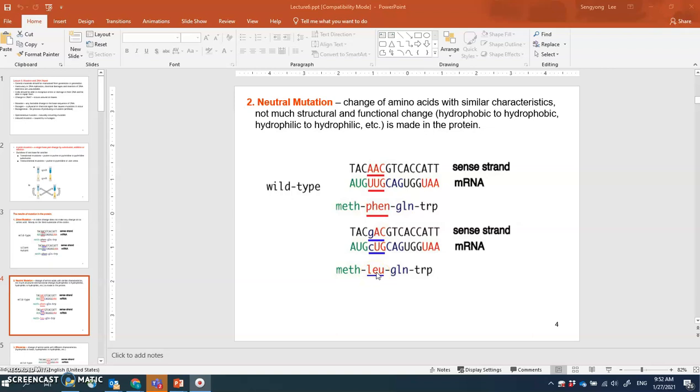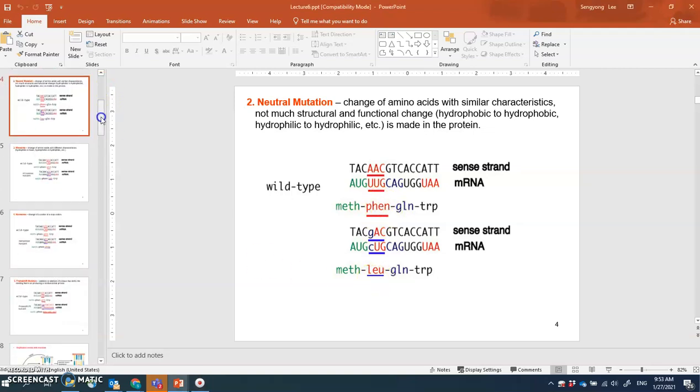So it's not going to cause a drastic change in terms of how the protein will be folded and how its structure will be maintained or changed. There isn't much structural change expected. So if that's the case, we will consider it a neutral mutation. Why is it neutral? Because the characteristic of the amino acid is not changed much. The switch was made within the same property of the amino acid, hydrophobic to hydrophobic. So that's considered a neutral mutation.